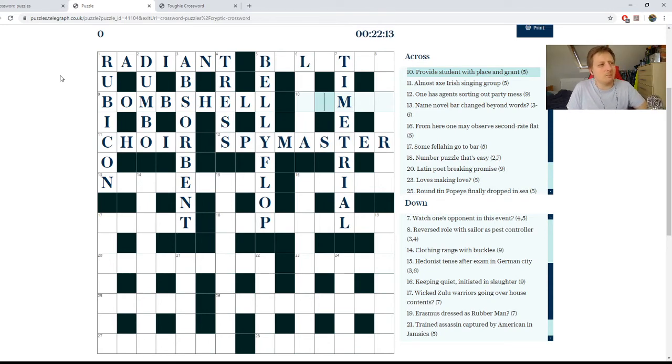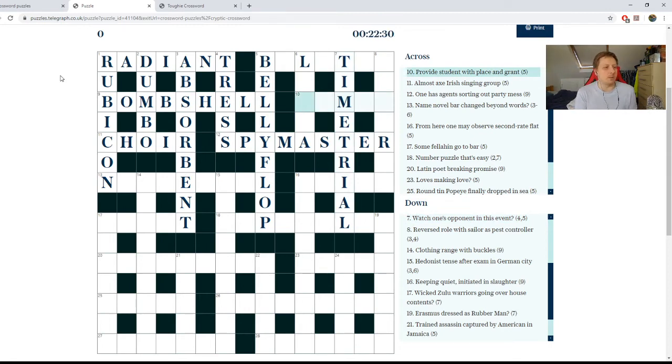Not sure I'm happy with that one. To put it euphemistically, I don't really get that. Don't really get it, but because your watch is the opponent. I'm gonna move on. 10 across.